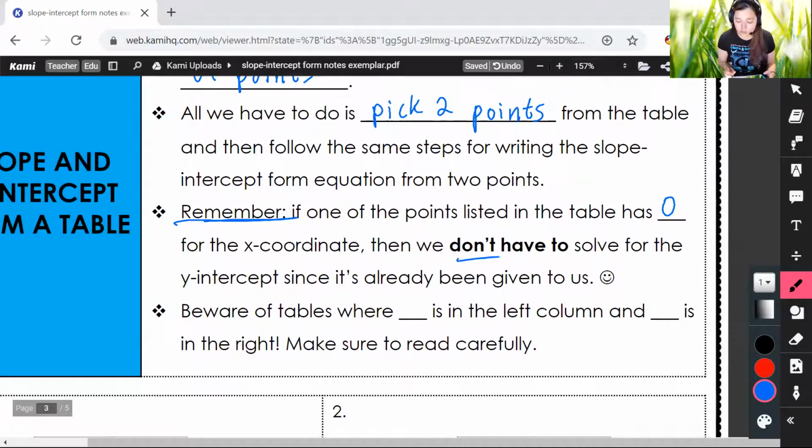Now, remember, if one of the points listed in the table has 0 for the x-coordinate, then we don't have to solve for the y-intercept. It's already been given to us. So same as with the points.